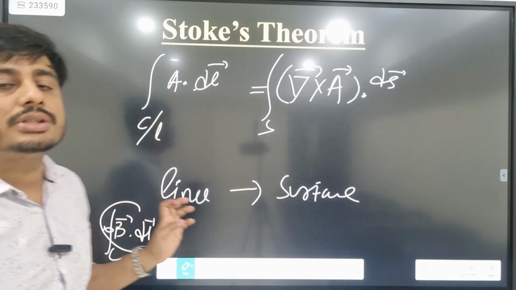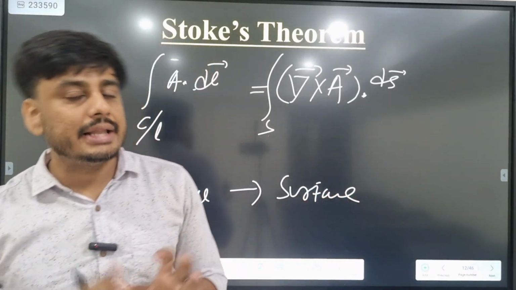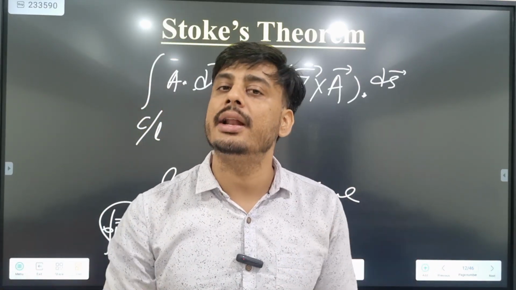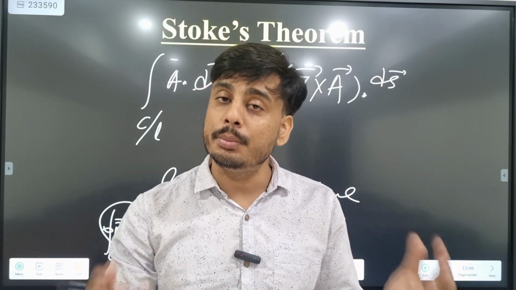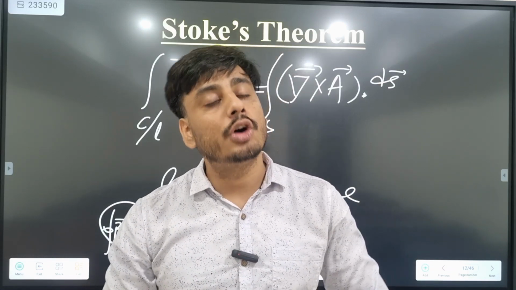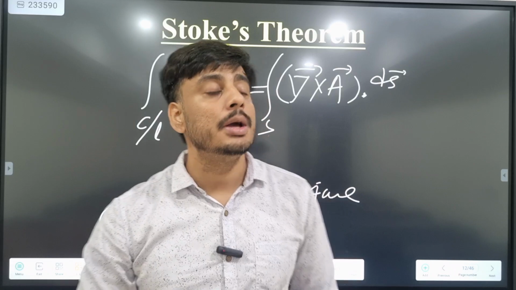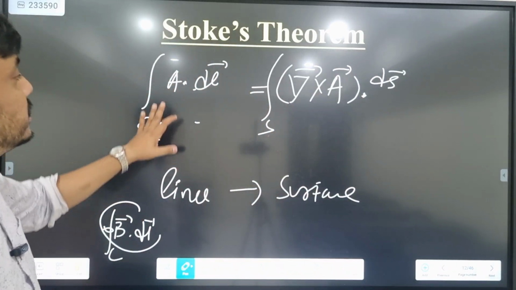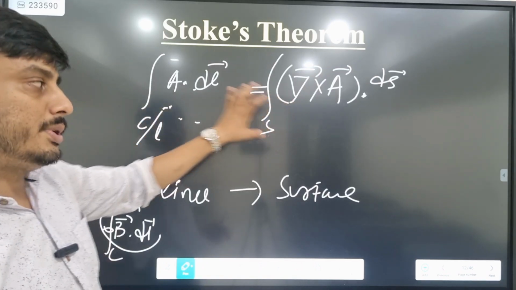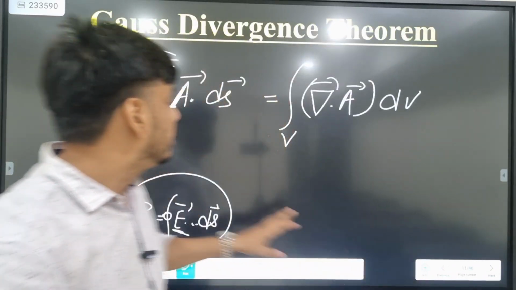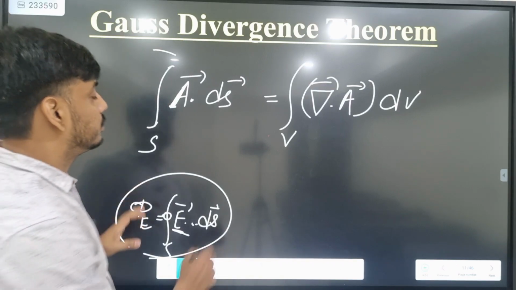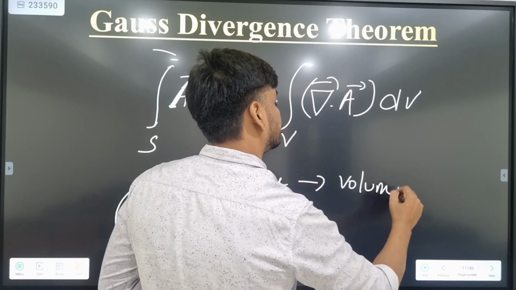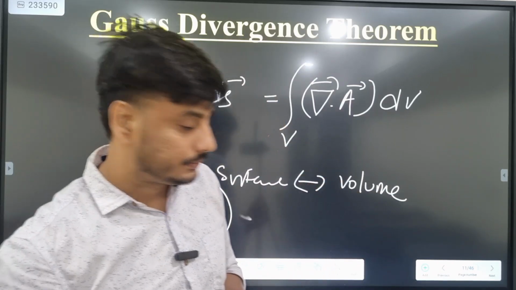If we need to change, because in integration we will equate LHS equal to RHS only when both sides are the same type of integration. Both sides will be line integral, or both sides will be volume integral, or both sides will be surface integral. So in order to convert from one type of integration to another type, we are going to use Stokes theorem and Gauss divergence theorem. Stokes theorem is used to convert from line integral to surface or surface to line, and Gauss divergence theorem is used to convert from surface integral to volume. I hope this is clear.